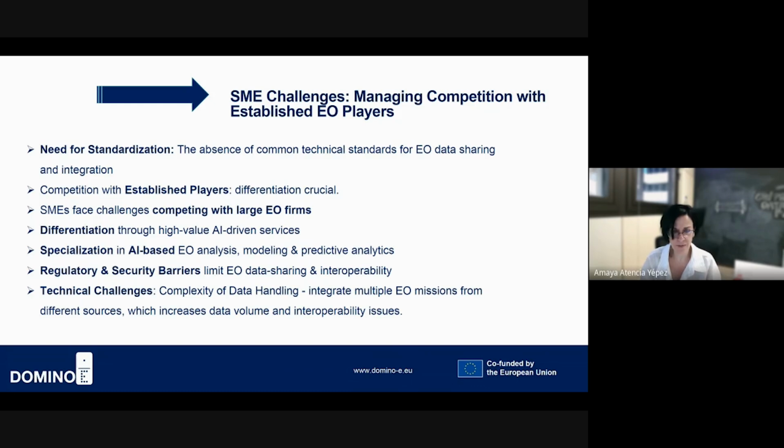And finally, with respect to technical challenges, there are aspects especially related to managing this amount of data, with data handling, and providing solutions that integrate or fuse different sources. This increases the data volume to manage and the interoperability issues. So these are the main challenges for the SMEs. And this is where we consider Domino is pushing hard with this federated concept based on standards.